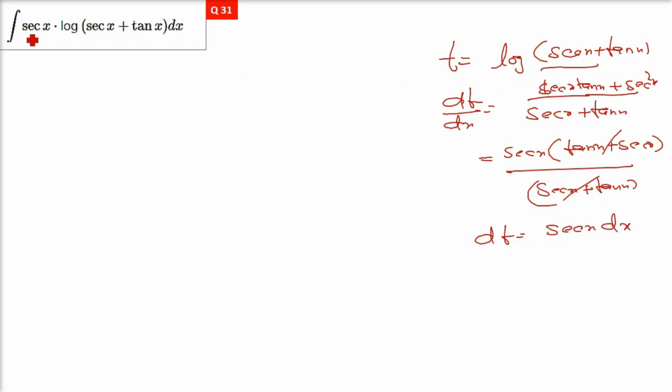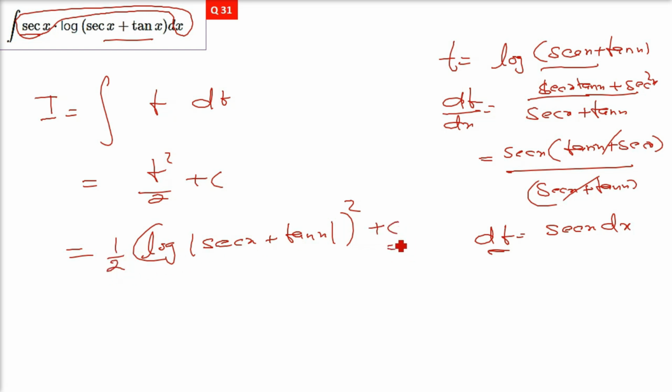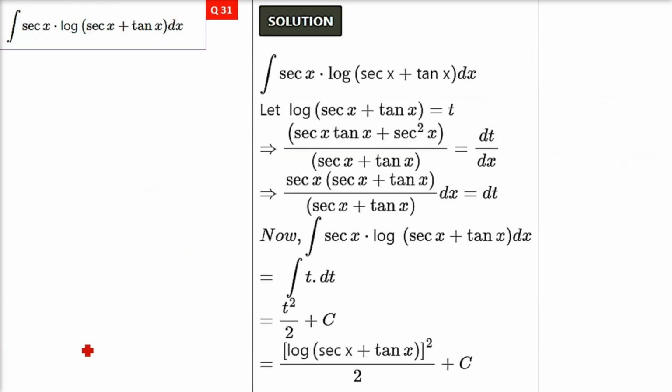So when you place t as log(sec x + tan x), dt is sec x dx, the whole of this you have got. So the integration will be simply t square by 2 plus constant of integration. What is t? t was log(sec x + tan x). Please write it inside the modulus, that will be better. Log of sec x + tan x, and then you can take any brackets and square it. Rather than dividing by 2, place a half in front. That will be better to write, and it looks good also. So this is the result I was talking about. If you place log(sec x + tan x) as t, you will get the result.